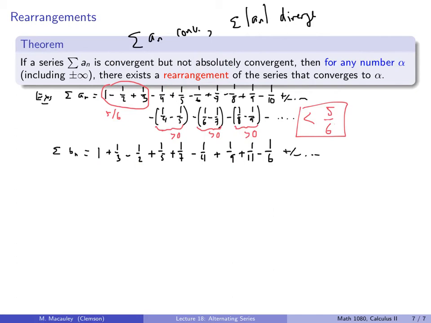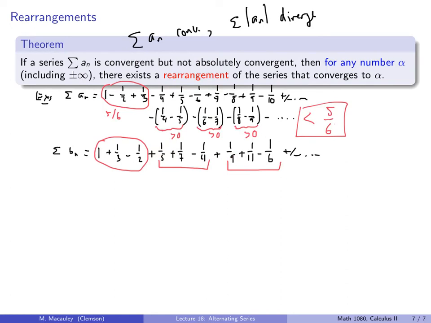Now what do I have to do here? Once again, I have this equal to 5/6. And now let me group the terms together in triples. What you will notice is that 1/5 plus 1/7 is greater than 1/4. You can check, this is 7/35 plus 5/35, this is 12/35.